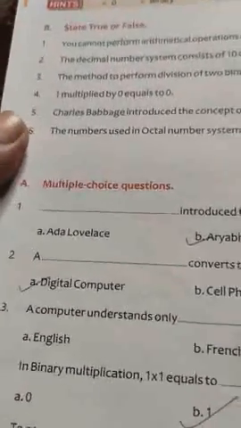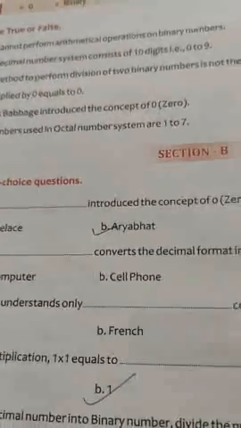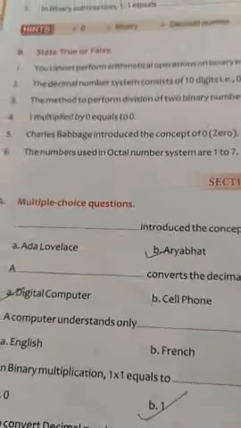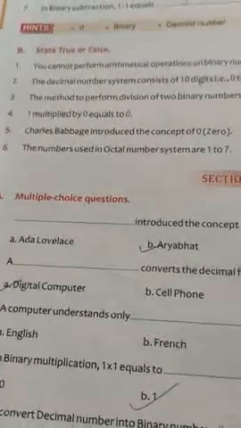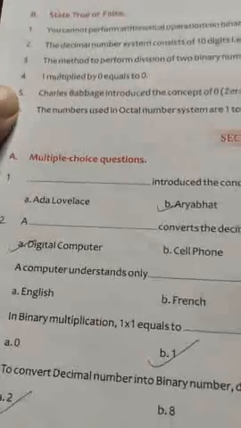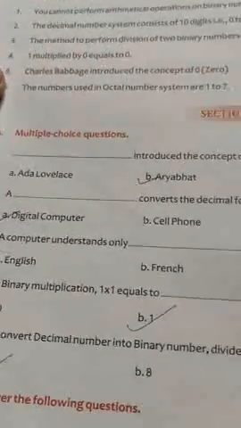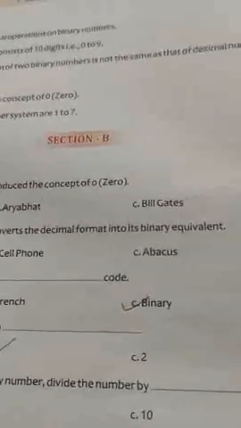Question number one: Blank introduced the concept of zero. Who introduced the concept of zero? Answer is Aryabhata. Second question: A blank converts the decimal format into binary equivalent.